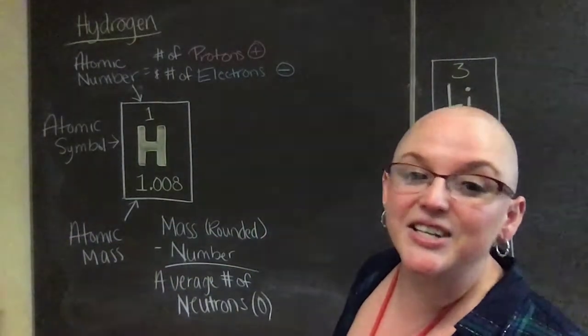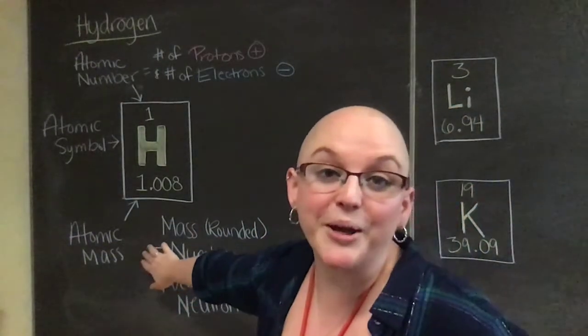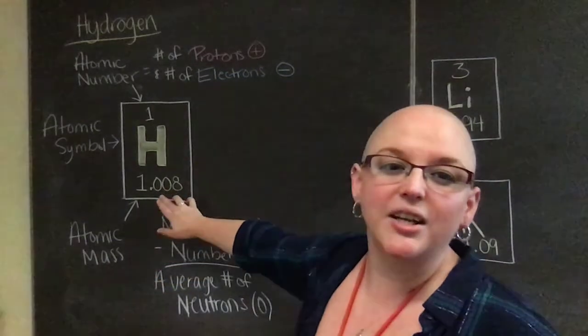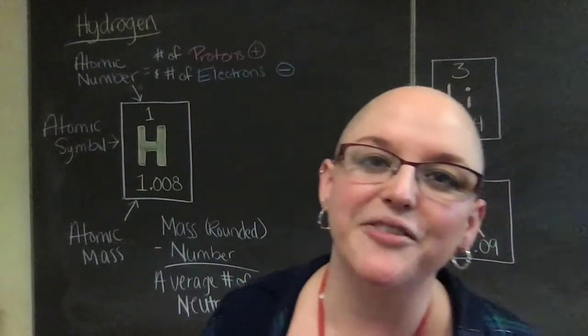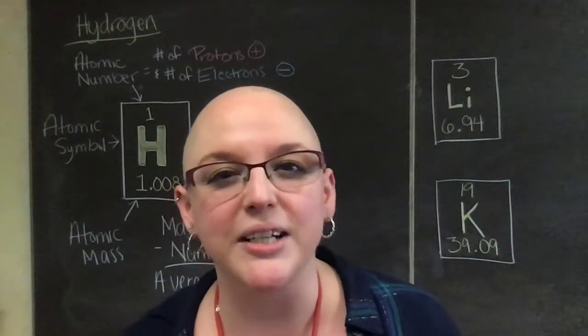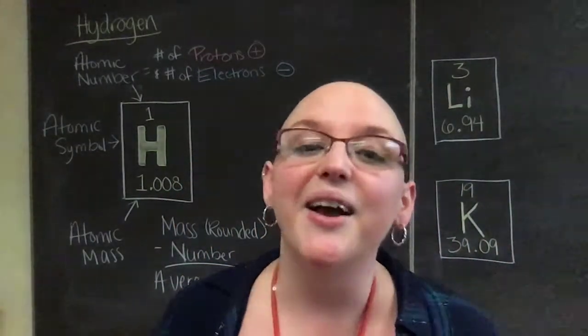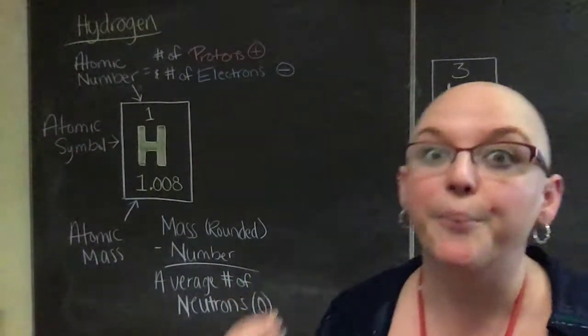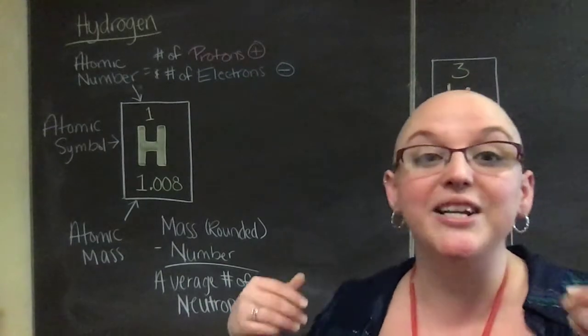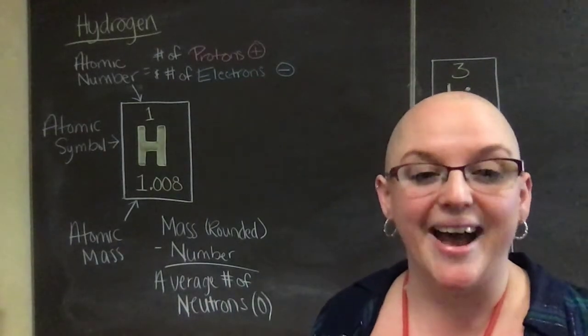The third thing that I notice is this number, which is the atomic mass. Now this is going to look a little funny, 1.008. It's usually going to have decimals after it. It's usually going to be a pretty big confusing number, but that's okay because the mass is actually a very important piece of information telling us how many neutrons are in the atom.